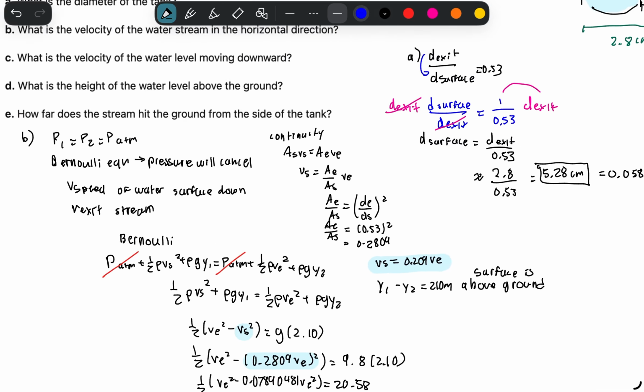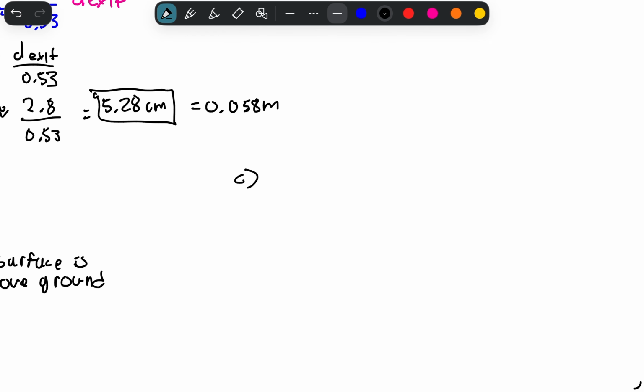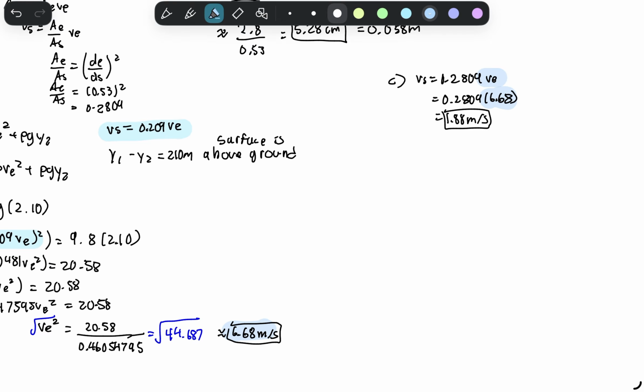This is the same as we did for question 3, which is we take the Vs and have that in terms of Ve, and then we just substitute in what we had for Ve, and then it gets Vs, 0.209, 2.809. That 6.68 from over here.